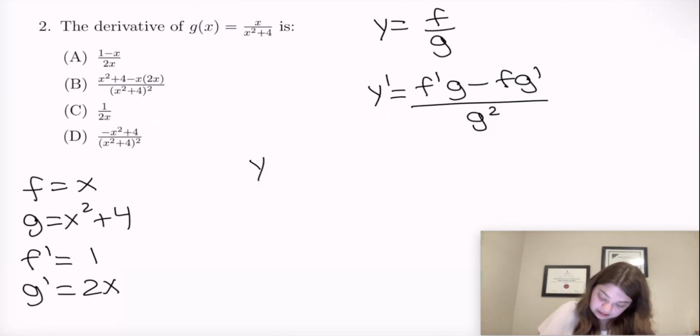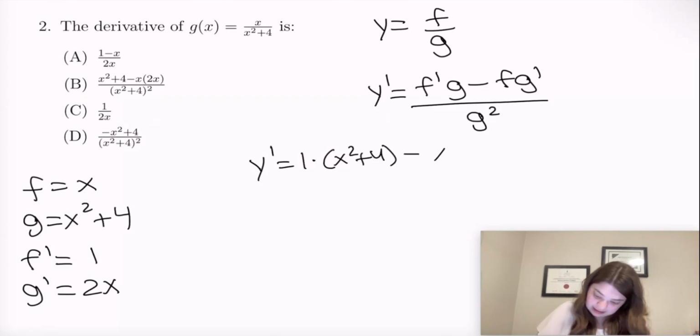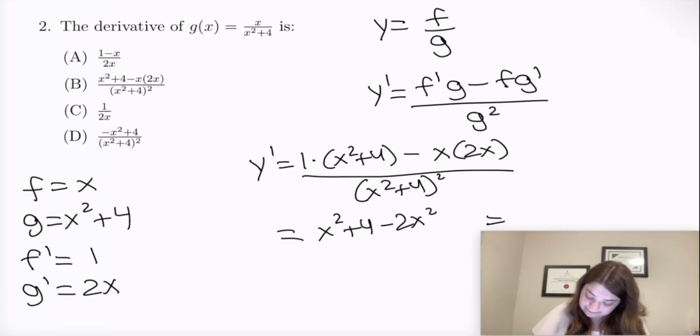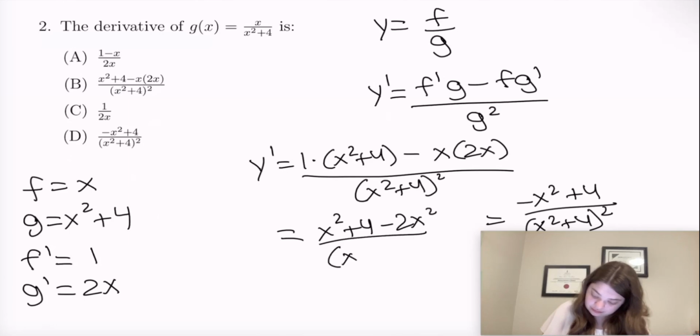So the derivative for y, our overall function, is going to be 1 times x squared plus 4, and then minus x times 2x over x squared plus 4 squared, right? The entire bottom squared. And then I'll simplify that a little bit. I'll get x squared plus 4 minus 2x squared, which is going to be negative x squared plus 4 over x squared plus 4 squared, like that. And that's an exact match to D. And so D is the answer for that one.